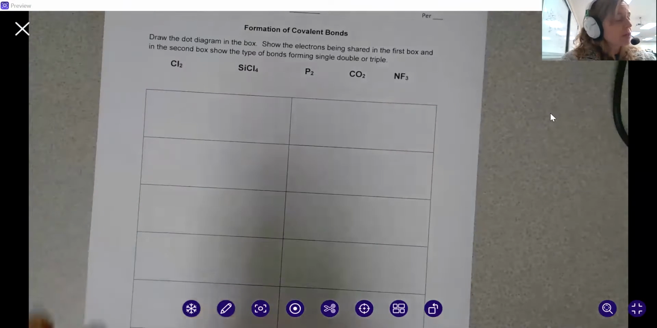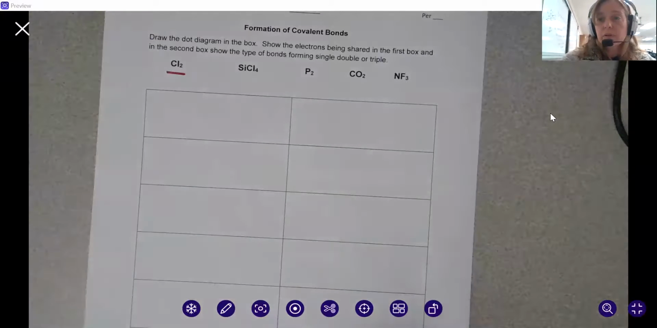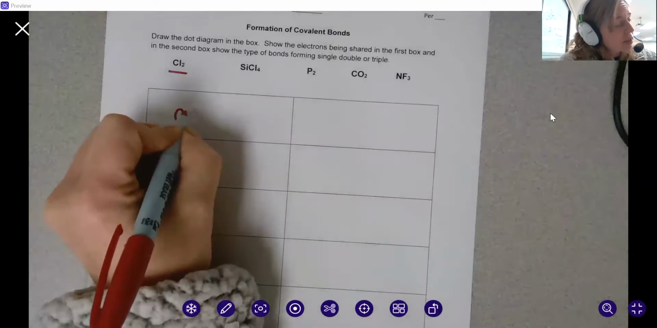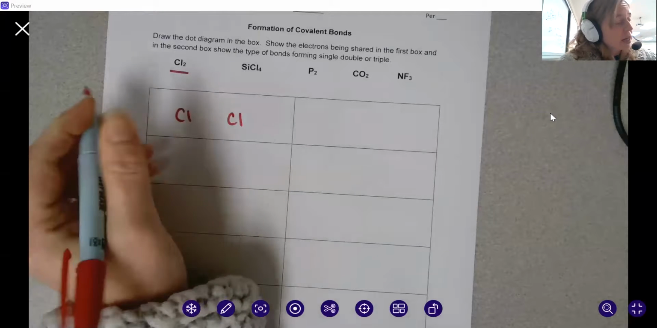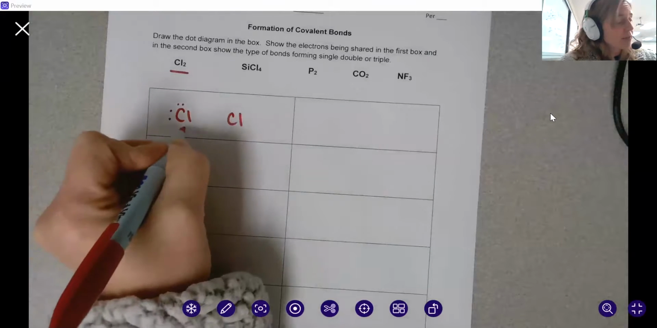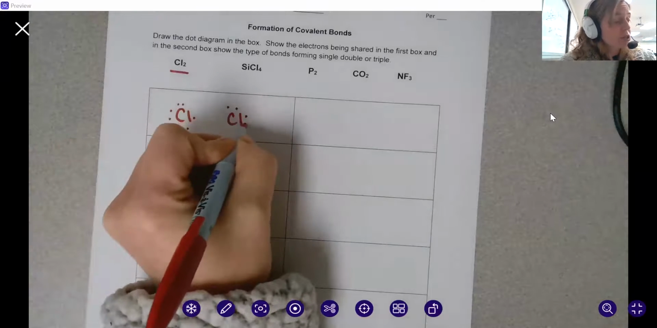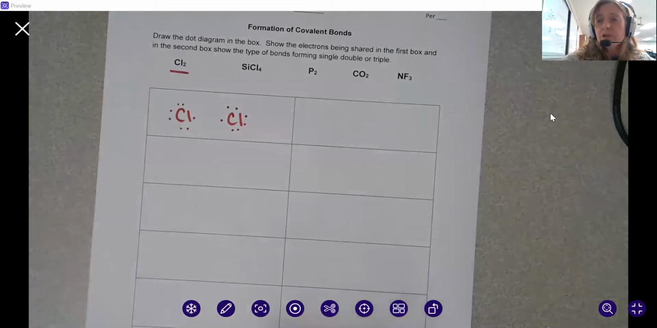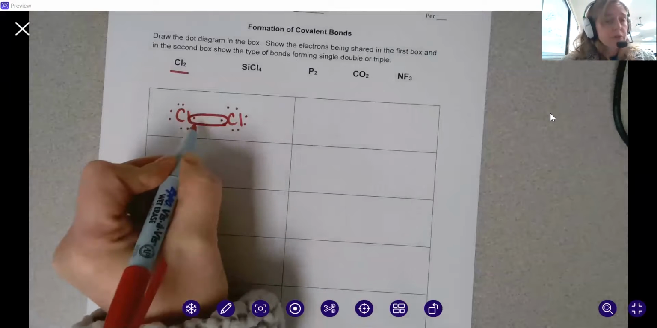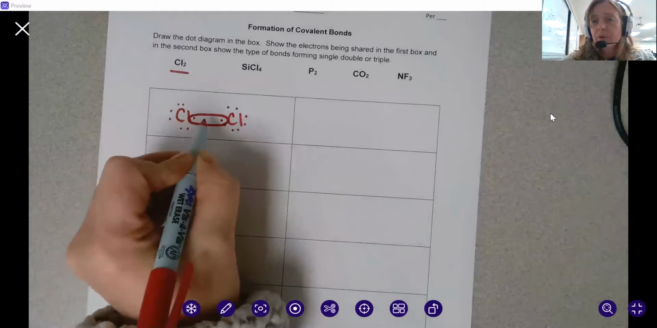The first one is Cl2, okay? Which means it's chlorine bonded to chlorine. So we're going to have Cl here and Cl here. Cl is located in column 17, so it's going to have 7 valence electrons for each chlorine atom. What that means is if it already has 7, it only needs 1 more electron to make 8. So it's going to share 1 between each chlorine, where this electron is traveling back and forth across the bond.